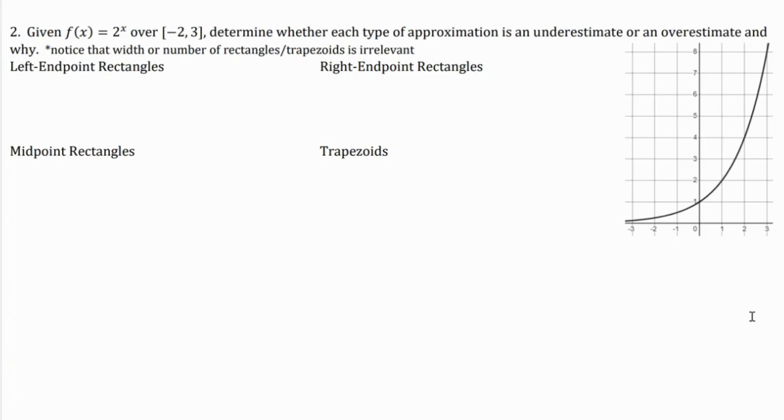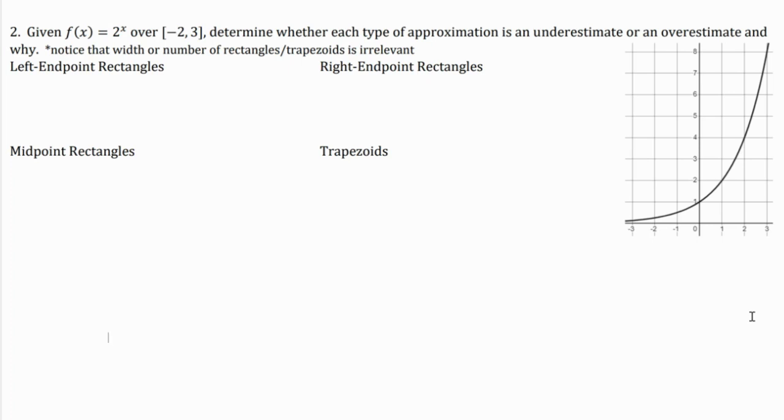Given f of x is equal to 2 to the x over the interval from -2 to 3, determine whether each type of approximation is an underestimate or an overestimate, and why. So notice that the width or number of rectangles or trapezoids is irrelevant. When you're doing these types of problems where you have to figure out if it's an underestimate or an overestimate, I recommend making it really obvious by just setting up with 1 or 2 shapes.